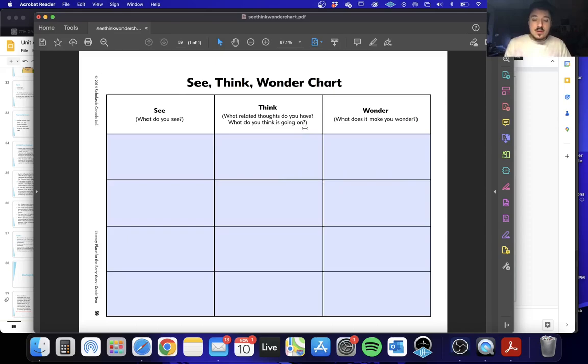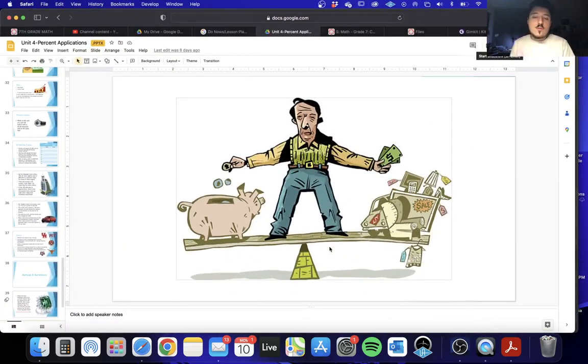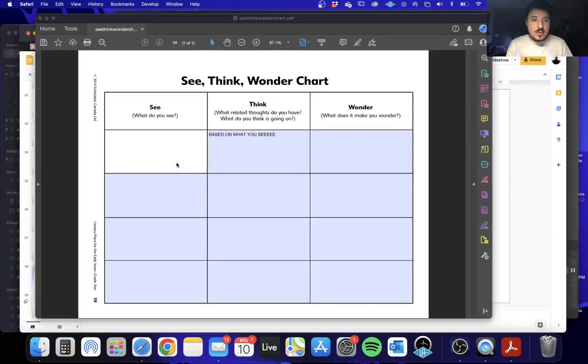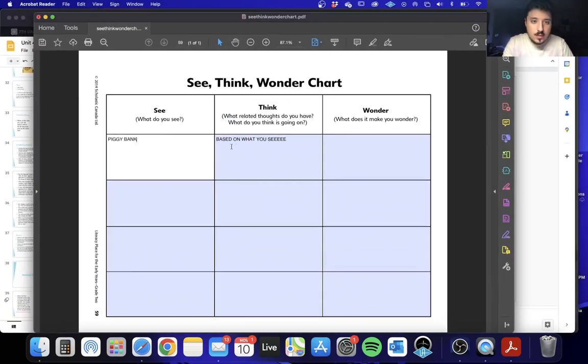But here's the main part: based on what you see. So all the things that you put on the left, what are you thinking about based on what you see? Let me give you an example of what I'm looking for right here. I see a piggy bank. So I'm going to write piggy bank right here. So right here where it says think, I'm going to put, I think that we're going to learn about making money.